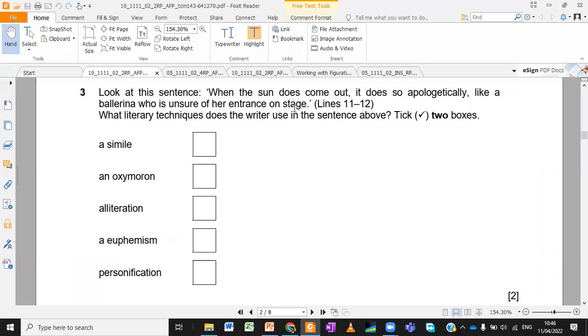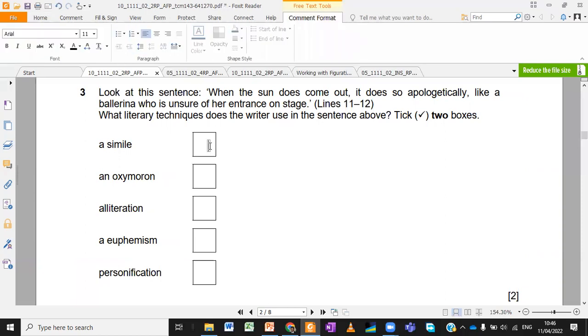You can find two figures of speech used in this sentence. Tick the two of them. I'm not going to say anything. Look at the sentence very, very carefully. Is this simile? Good, good, good. So let me tick simile first. This is simile, which is very correct. Which other one? Look harder.